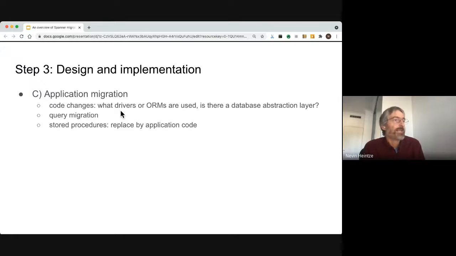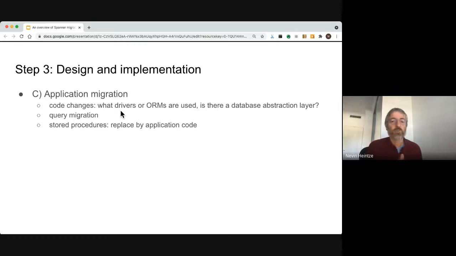All right, the next step I want to mention in the design and implementation phase is application migration. And again, this is a really large topic, and I'm just going to touch on a few aspects. So the first is around application code changes. What will be needed here is going to heavily depend on what drivers the application uses and whether an ORM is used. Some database users structure their applications around a database abstraction layer, which is an application-specific set of APIs that abstract the core operations needed from the database. And this can be a huge help for migration since it localizes the database-specific code to a small set of APIs. So now application migration can focus on just rewriting those APIs or the implementation of those APIs to use Spanner.